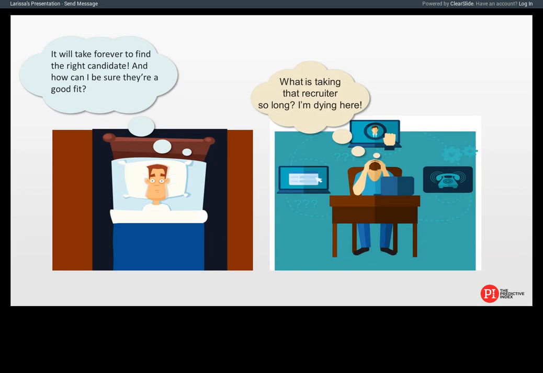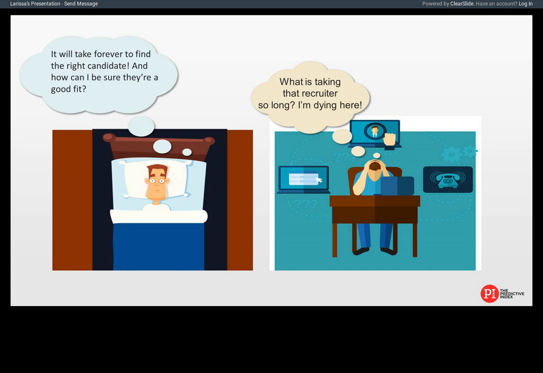The other thing is, it's going to make your life easier. I don't know if any of you have laid in bed awake at night thinking, oh my God, it is going to take forever to find the right candidate, whether we have 200 applicants for this or, for some of you, it's harder because you only have 2 applicants. And how can I be sure they're really a good fit?